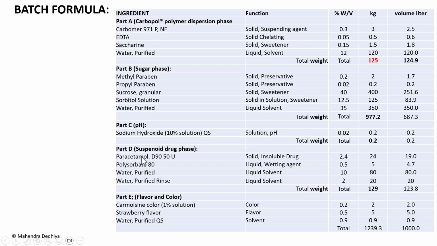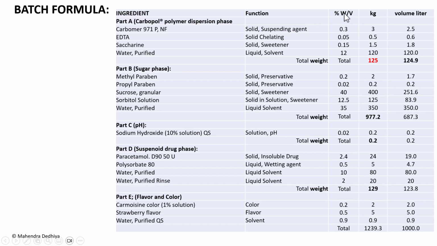Part D is the drug phase. Drug is insoluble and it's wetted using polysorbate 80 in water. A rinse step is provided. Flavor and colors are added. Purified water is used to QS the batch.